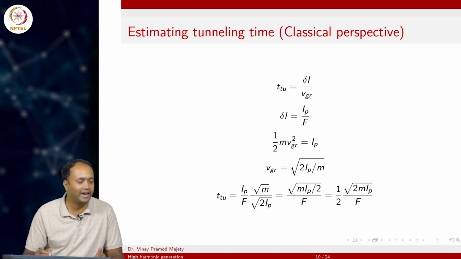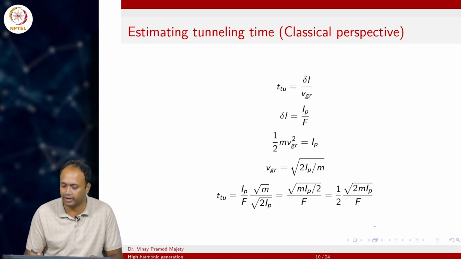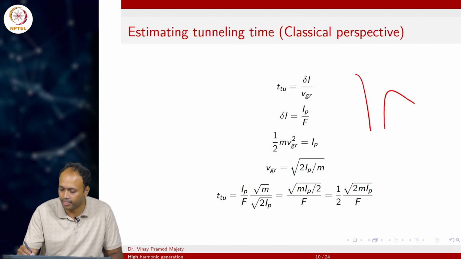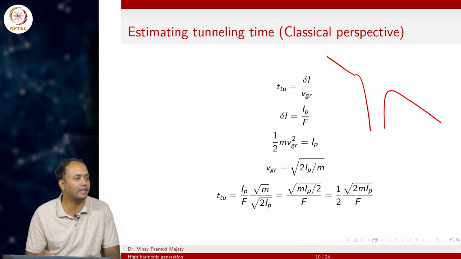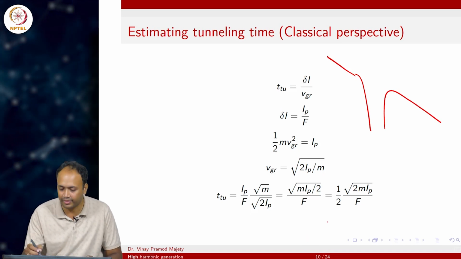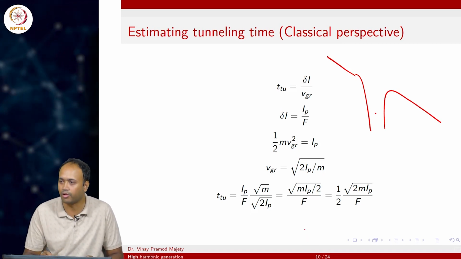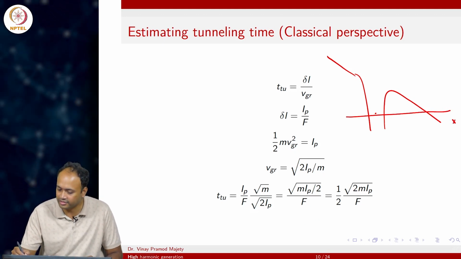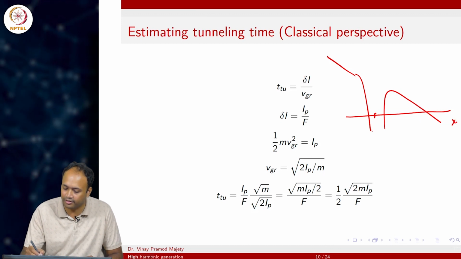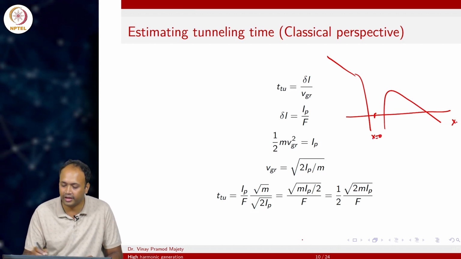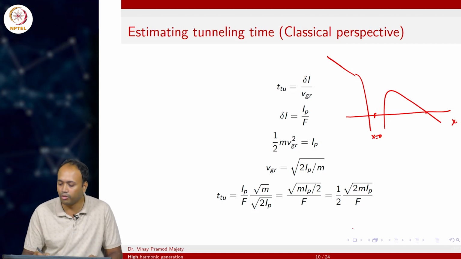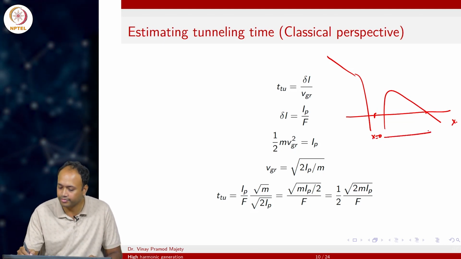Okay, so how do I get this tunnel time? Just to give you a flavor, let me draw the same potential diagram. Let's assume that this is a classical particle sitting at this origin. I have this x-axis. Initially the electron is at x equal to 0 and it has to come out at this particular tunnel barrier, and we do not know what the tunnel barrier length is.